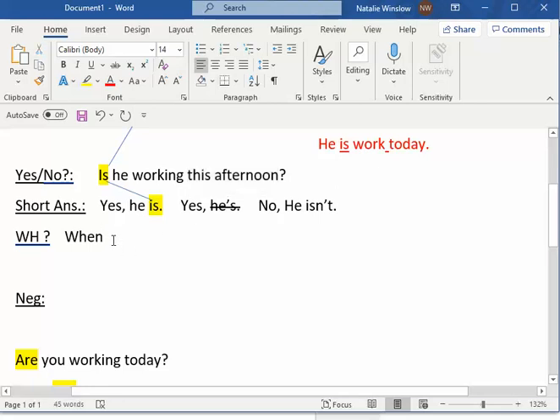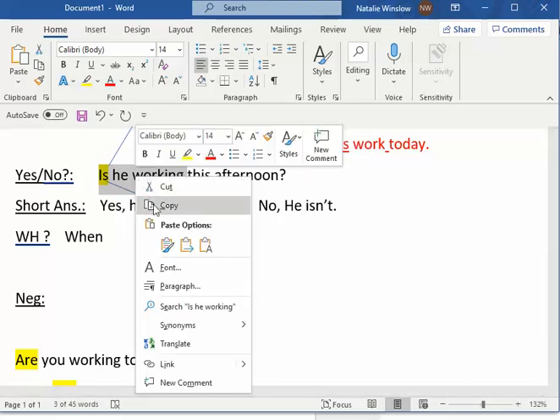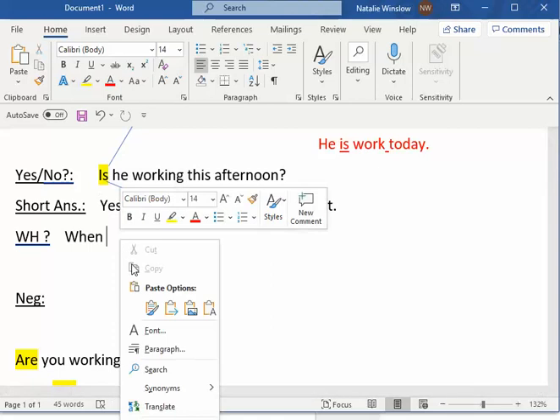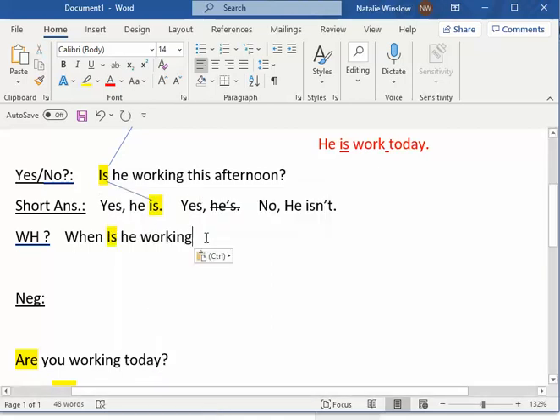So basically, just like with the simple present tense, I could just copy this yes/no question and paste it down here. When is he working? Question mark. So notice that the be verb comes right after the WH question word. So we would not say, when he is working. That's wrong. You must change the order, right? When is he working?